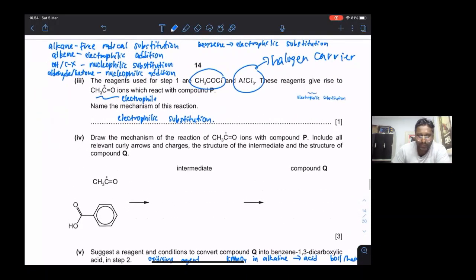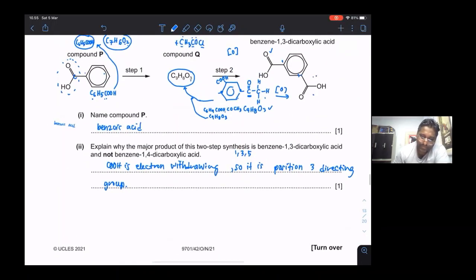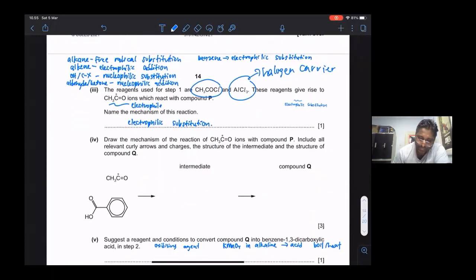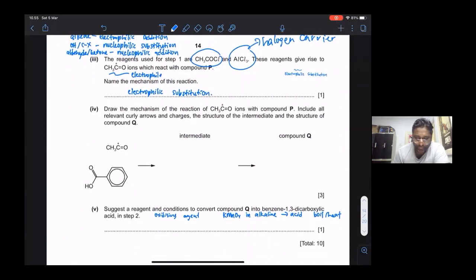Now, there is another reaction, addition-elimination reaction. That one also, please go through it. Now, draw the mechanism of the reaction using this ion, the electrophile, with compound P. Here, the product is going to give the compound Q. Q is going to be this one at position 3, so I'll just focus on position 3.